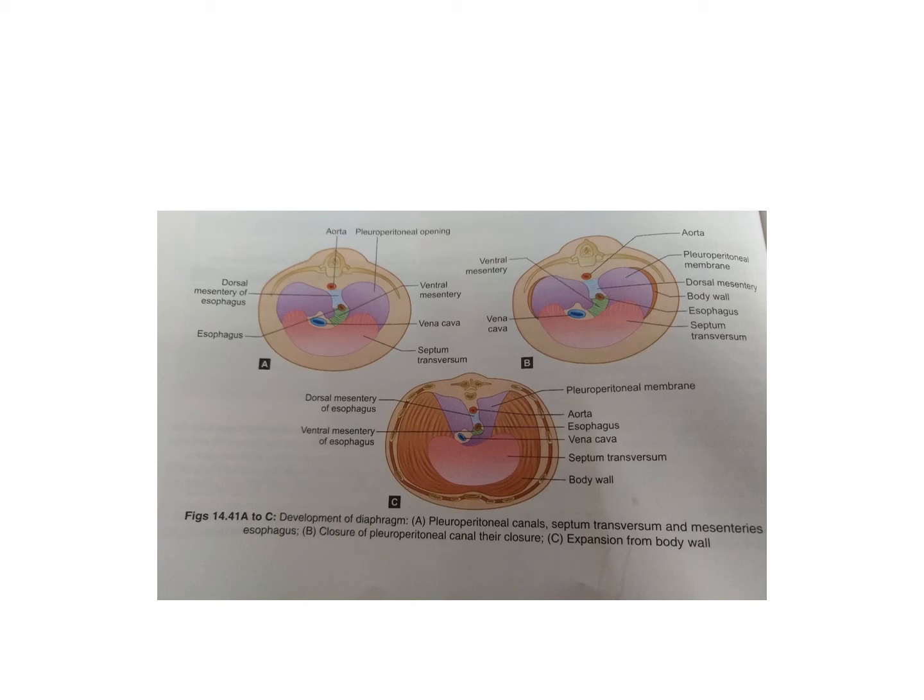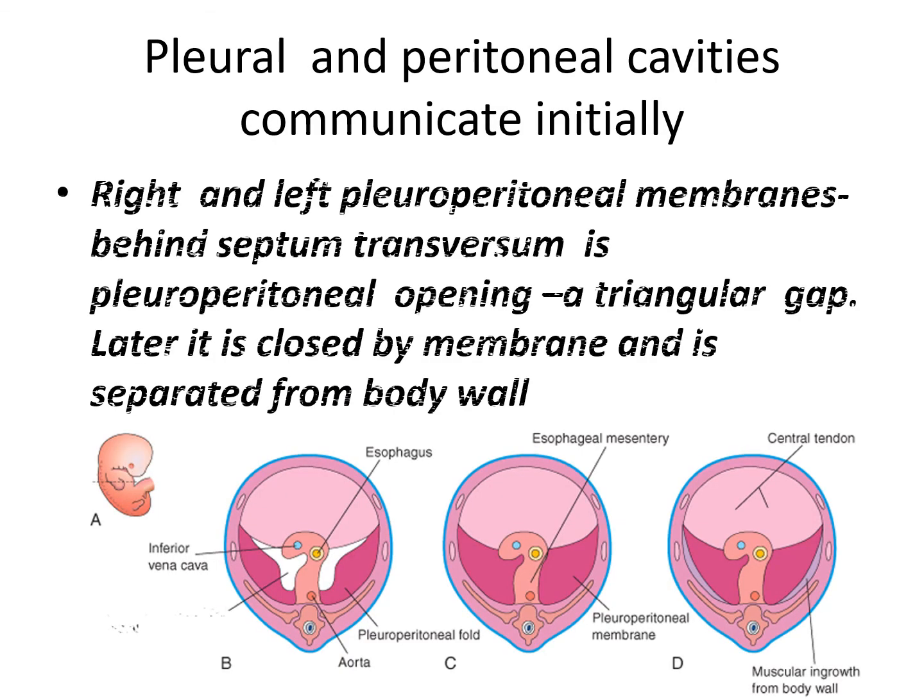And simultaneously there will be contribution from the body wall by 9 to 12 weeks. The pleural cavity also increases and there is contribution from the body wall. So the pleural and peritoneal cavities communicate initially through the pleuroperitoneal canal, which is later closed by the membrane, and it is separated from the body wall.